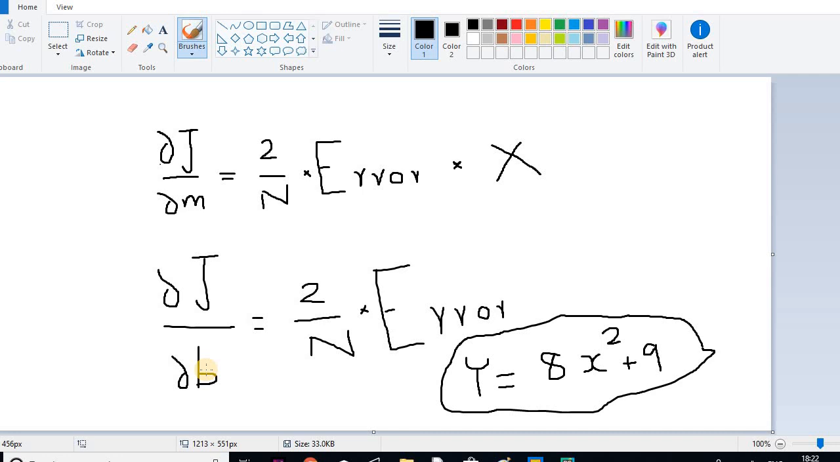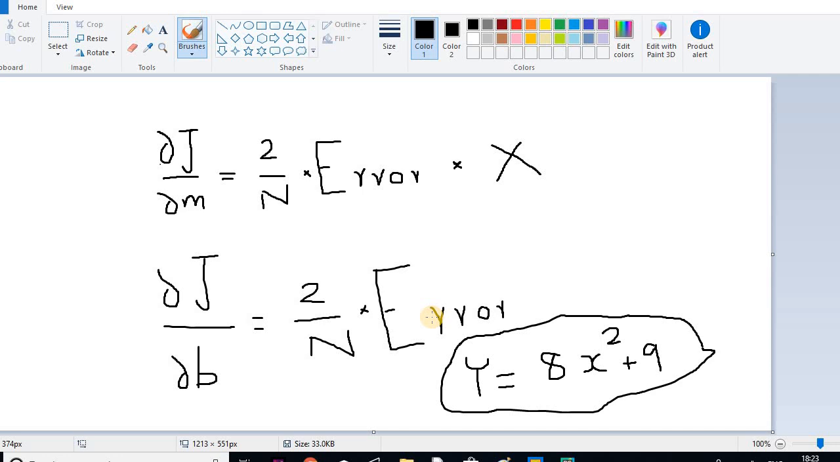Why are we going for partial derivative? We already discussed, because the cost function depends on two variables, the weight and the bias, m and b. That's why we use partial derivatives, and dou J by dou b is equal to 2 by n into error. Error means the predicted value minus the actual value. Here we have the sigma summation as well. In the program we include this.